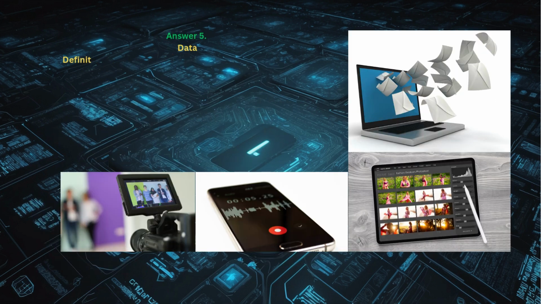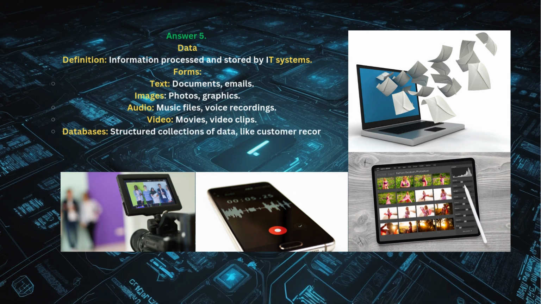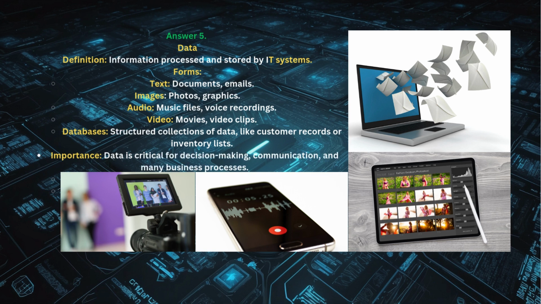Data. Definition: information processed and stored by IT systems. Forms: text, documents, emails, images, photos, graphics, audio, music files, voice recordings, video, movies, video clips, databases, structured collections of data like customer records or inventory lists. Importance: data is critical for decision-making, communication, and many business processes.